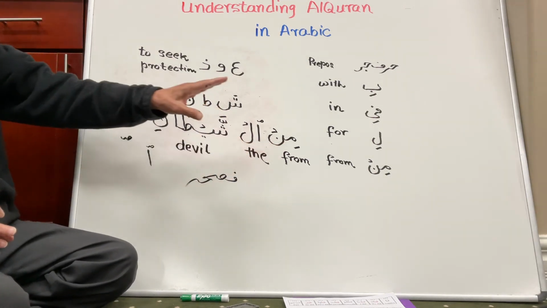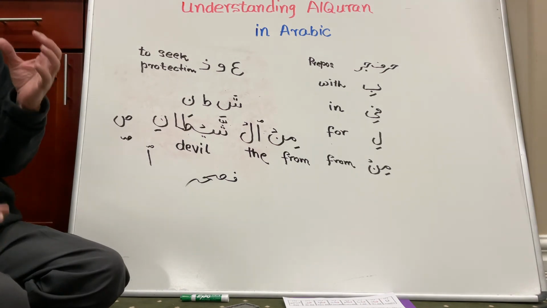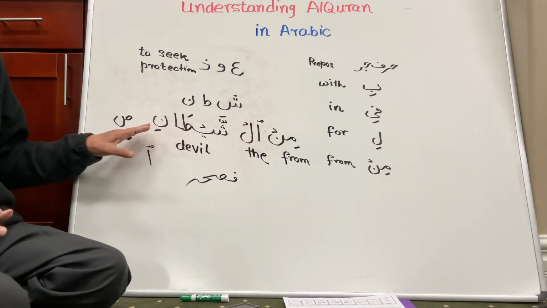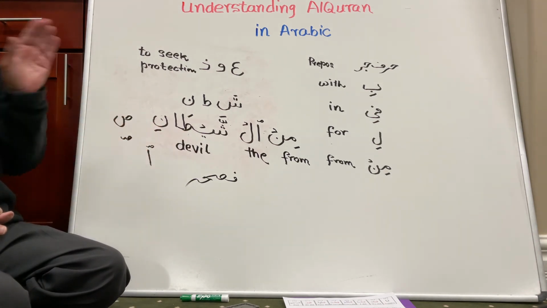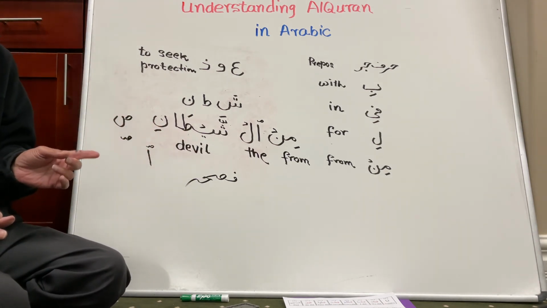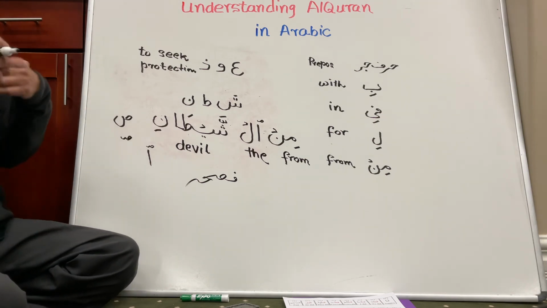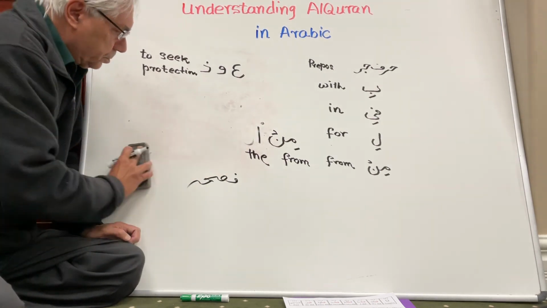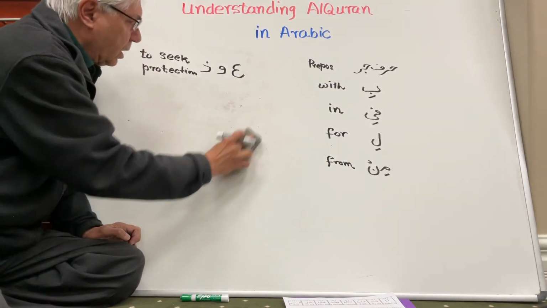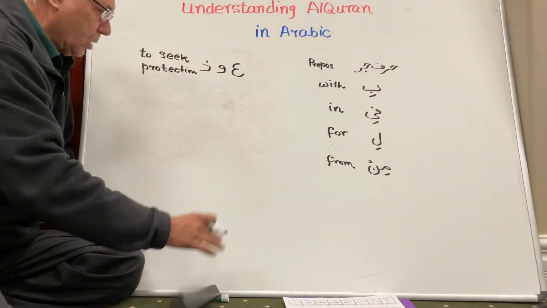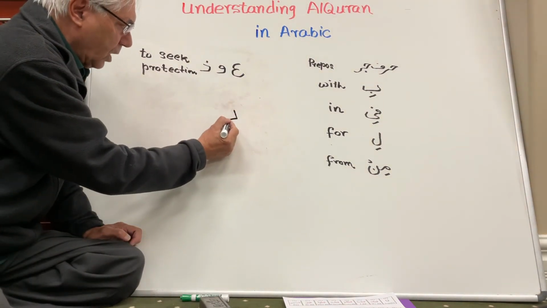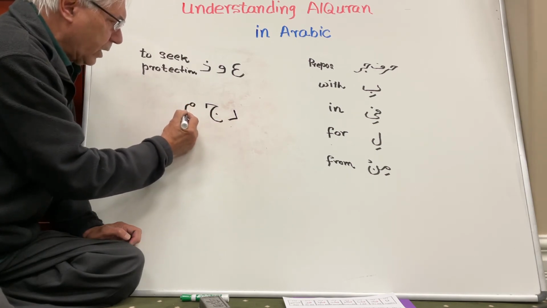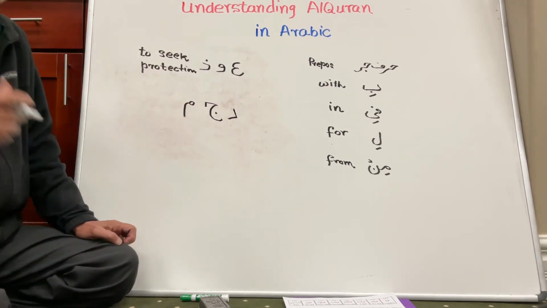So now, A'udhu billahi, I seek protection with Allah. Minash shaitani, from the devil or from the shaitan. Okay. Now we are adding one more thing in there, which is Rajama, and we know that word because those people who go for Hajj or Umrah, I don't know if you do that in Umrah, but in Hajj you do, you go for Rajam.